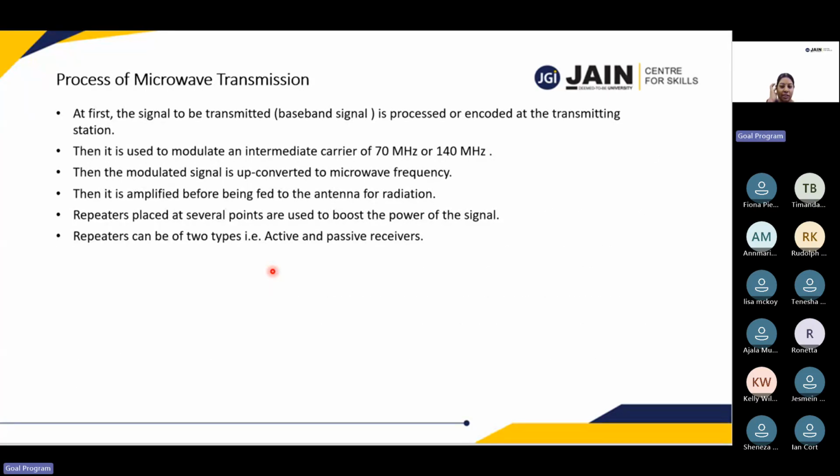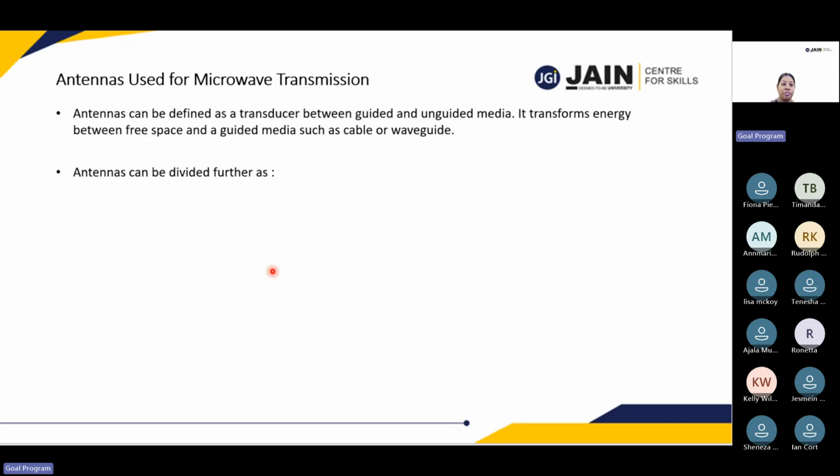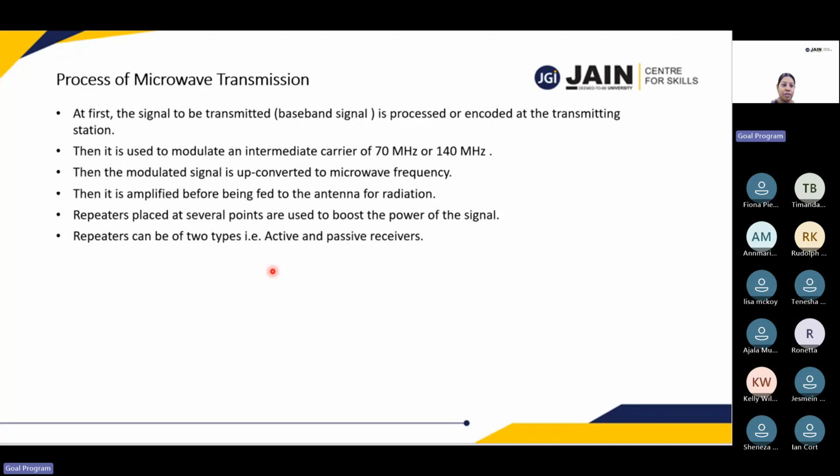That is what the general properties here we have discussed. Now, next one here we are going to proceed with the process of microwave transmission. What is the process of having the microwave transmission? At first, the signal to be transmitted is processed. The signal to be transmitted is called the baseband signal.